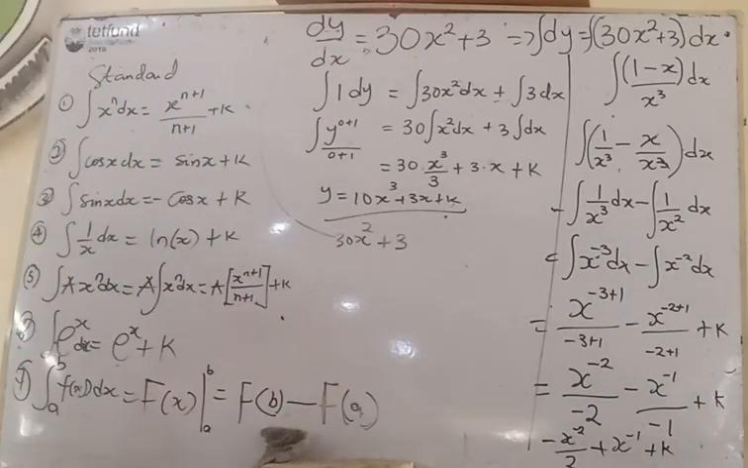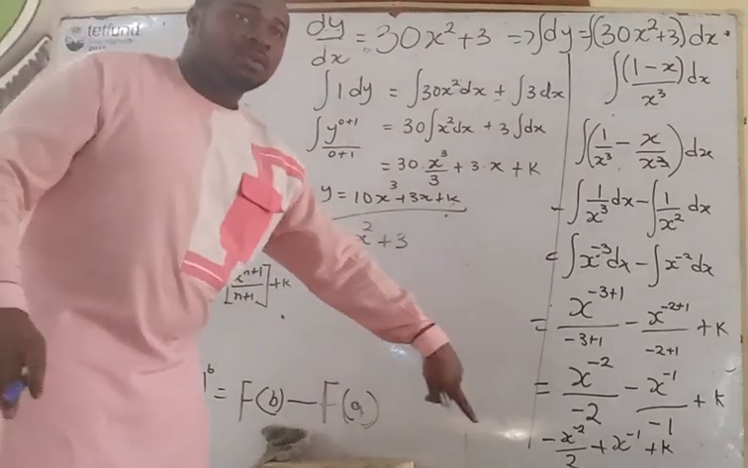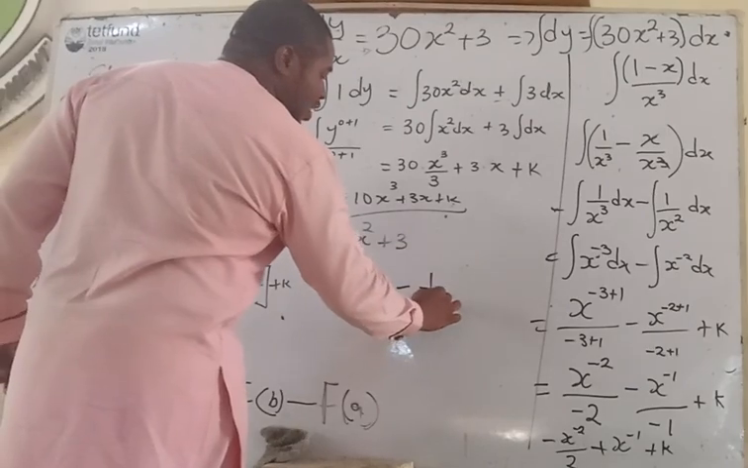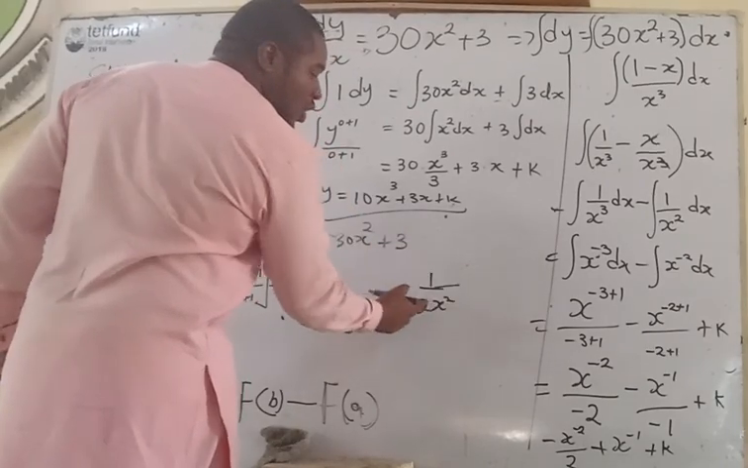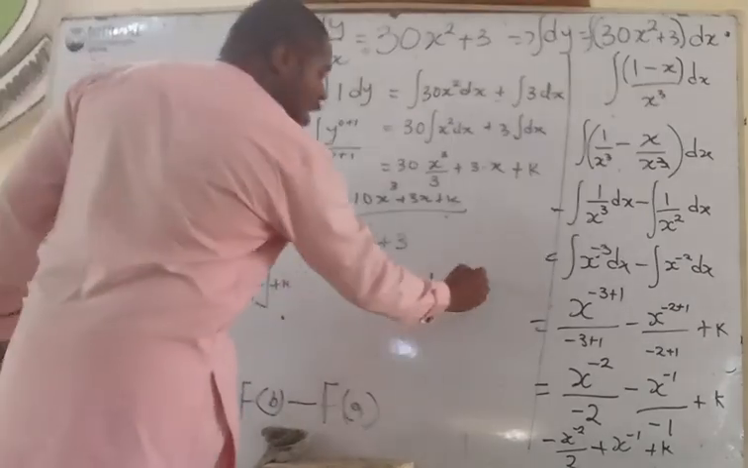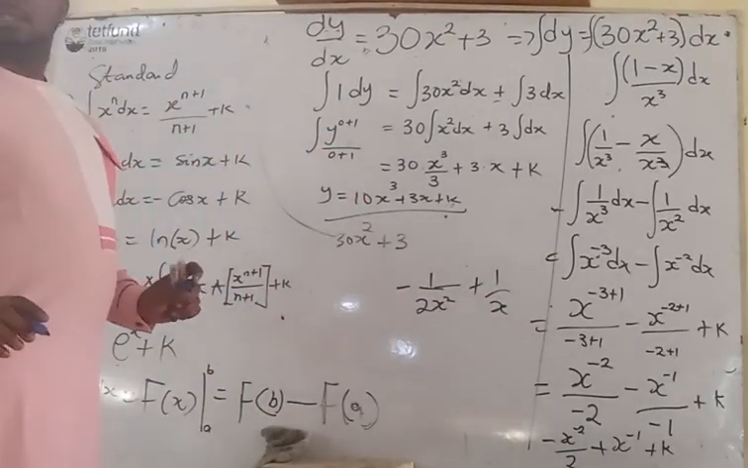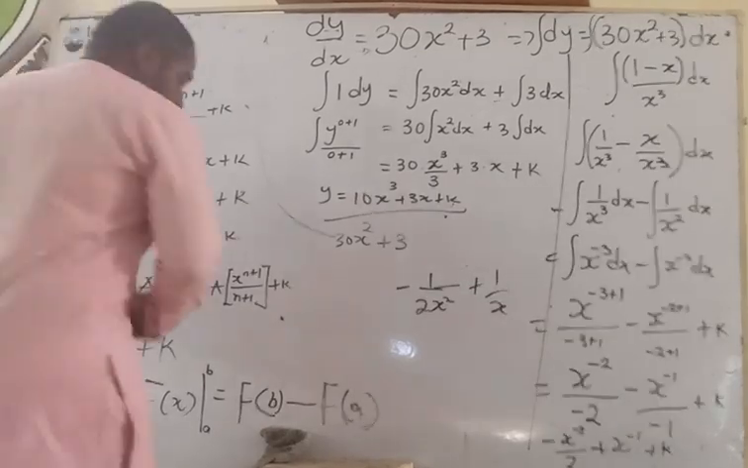You know I can still push it down, right? Do you know I can still push this down? So I can make it to be 1 upon 2 raised to power 1. If I don't want that negative to appear, then here will just be plus 1 all over x. You know it's the same thing, right?